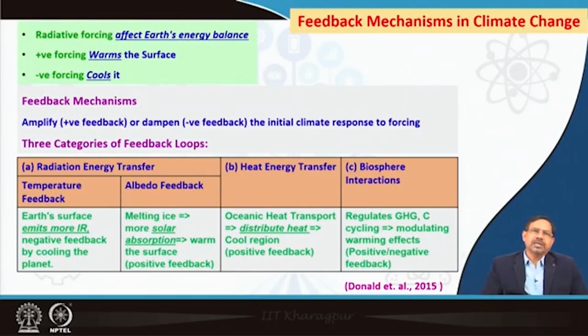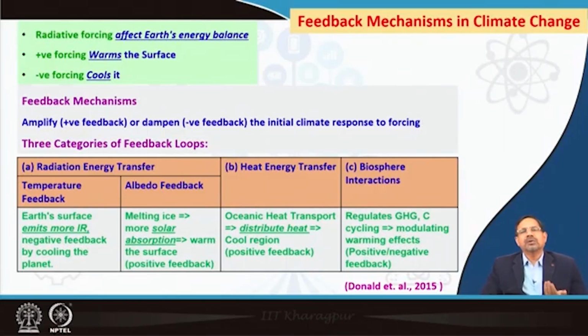So, radiative forcing affects Earth's energy balance. What does it mean? Positive forcing warms the surface, negative forcing cools the surface. That is why we have this term positive and negative. It is positive, that means it is warming, and vice versa if it is negative. So, negative forcing means it is giving us a cooling effect. Now the feedback mechanism: if positive, it amplifies the climate response, and if it is negative, it dampens the climate response, that means negatively it affects the climate response.